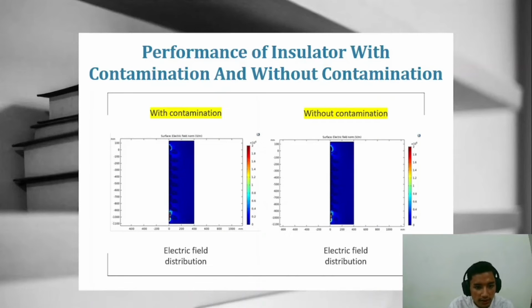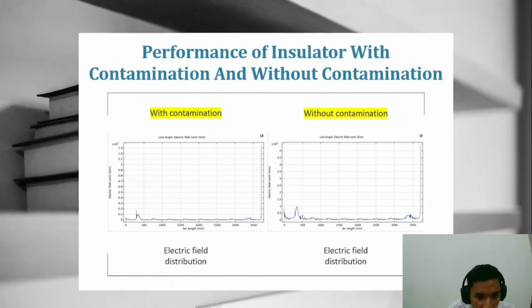So this is the surface for electric field with contamination and without contamination. As we can see, the red one is here, the highest saturated area, the highest value of electric field, and the blue one is the minimum, zero electric field. The same goes for the without contamination.